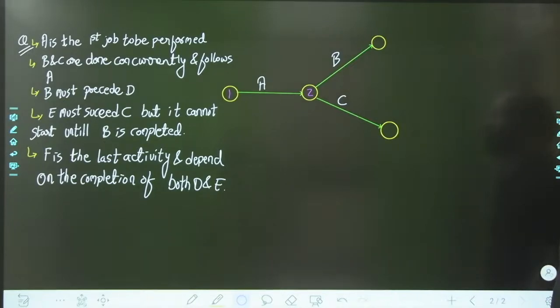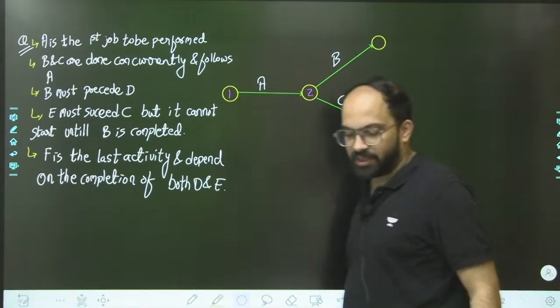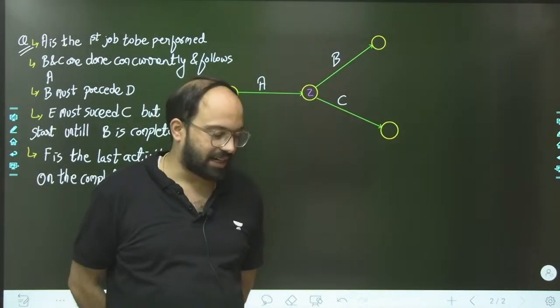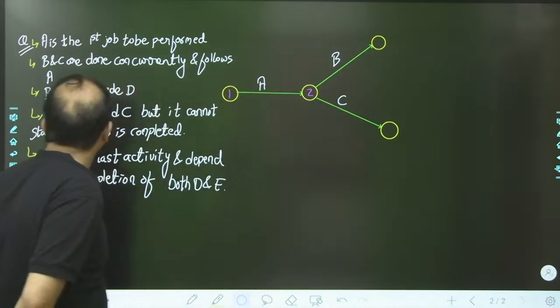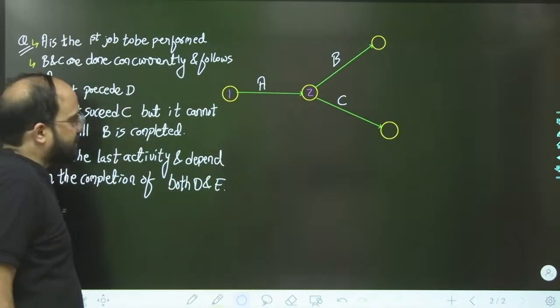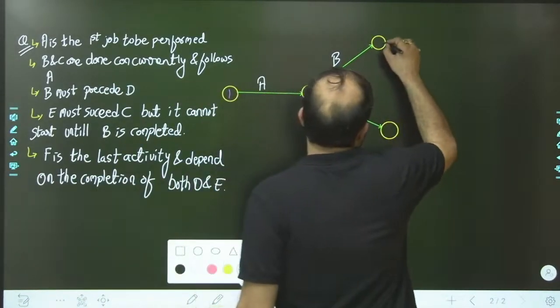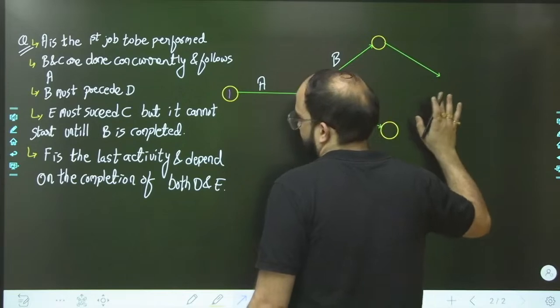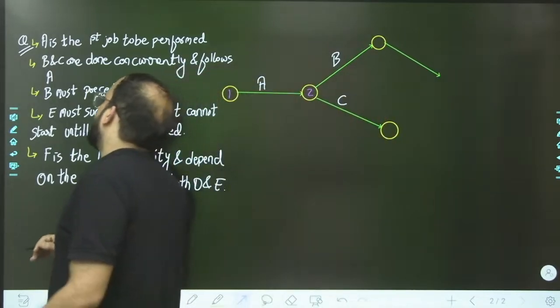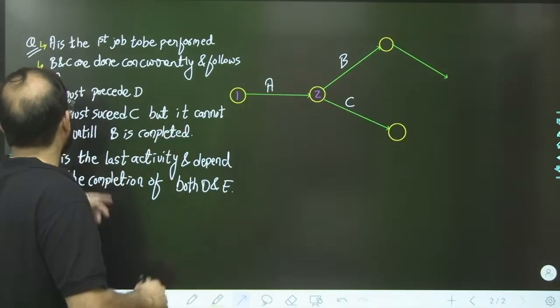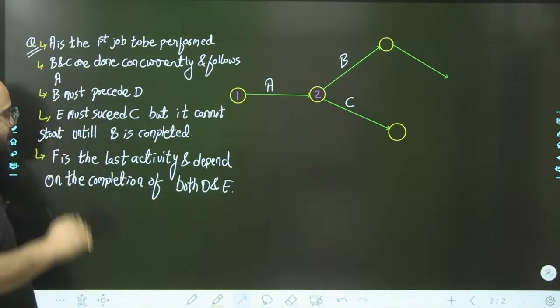Now B must precede D, which means only after B completes will D start. Suppose this is D, we are just supposing. Next is E must succeed C, but it cannot start until B is completed.